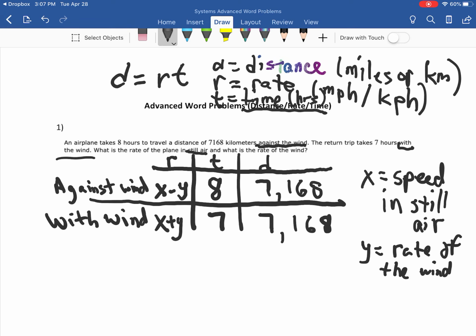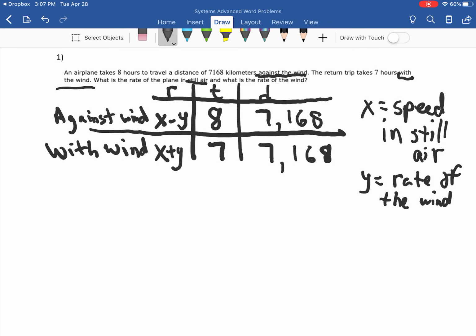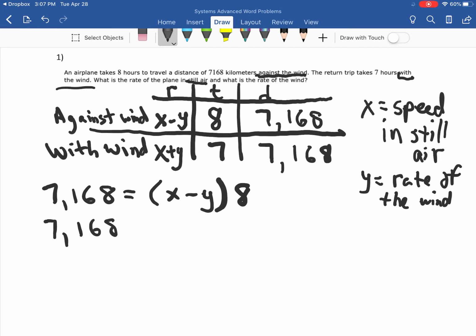So then if we use the fact that distance is equal to rate times time, we can make our system of equations. So for against the wind, distance is equal to rate times time. So distance is 7,168. Rate is x minus y. And time is 8. For with the wind, 7,168 equals x plus y times 7.